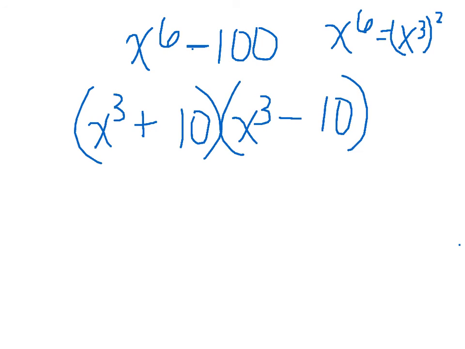Now, when I look at this, I'm going to check a couple things. I'm going to check and make sure I don't have any other difference of squares. X cubed is not a perfect square, so I'm good there. And I also need to check and make sure I don't have sum or difference of cubes. X cubed is a perfect cube, but 10 is not. So we know that we are finished.